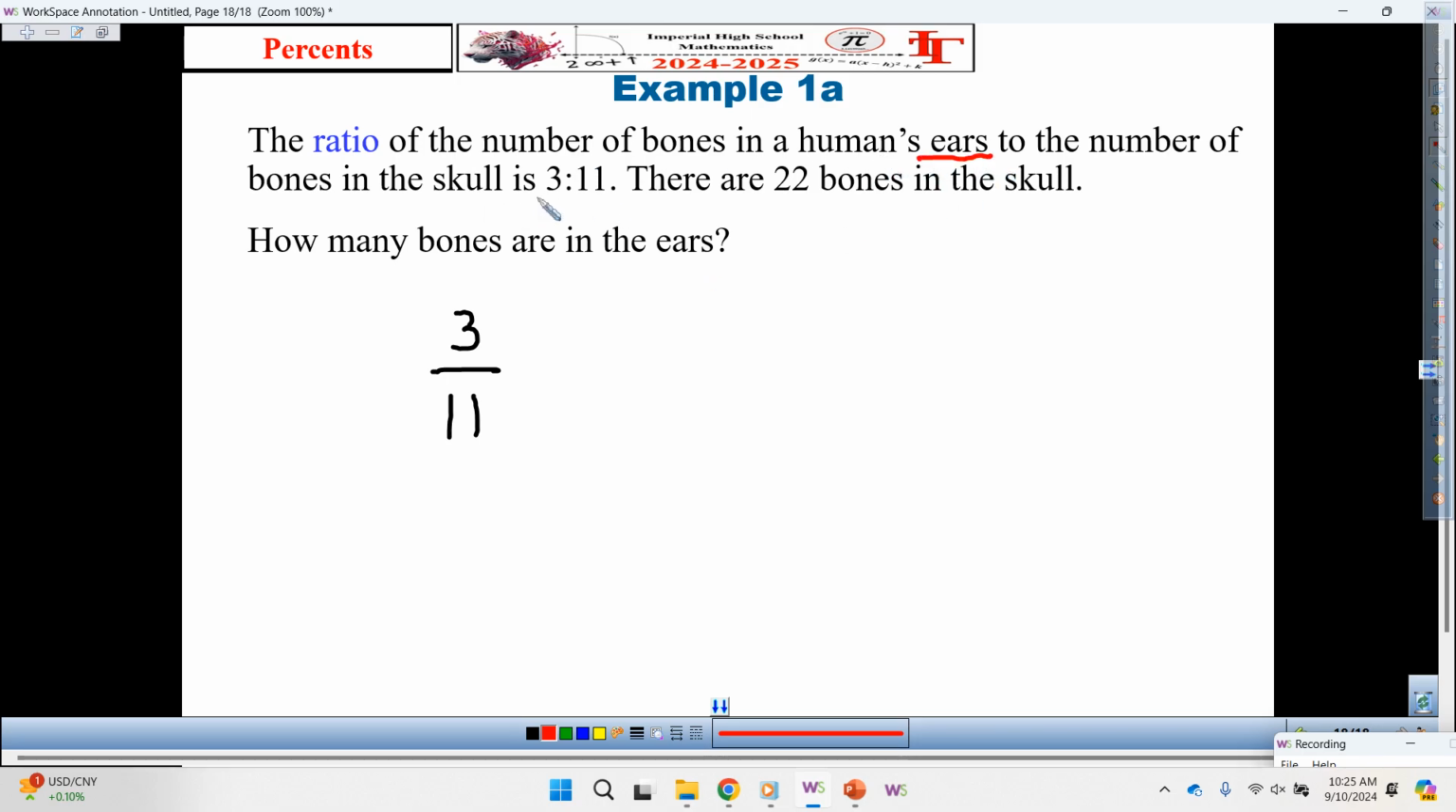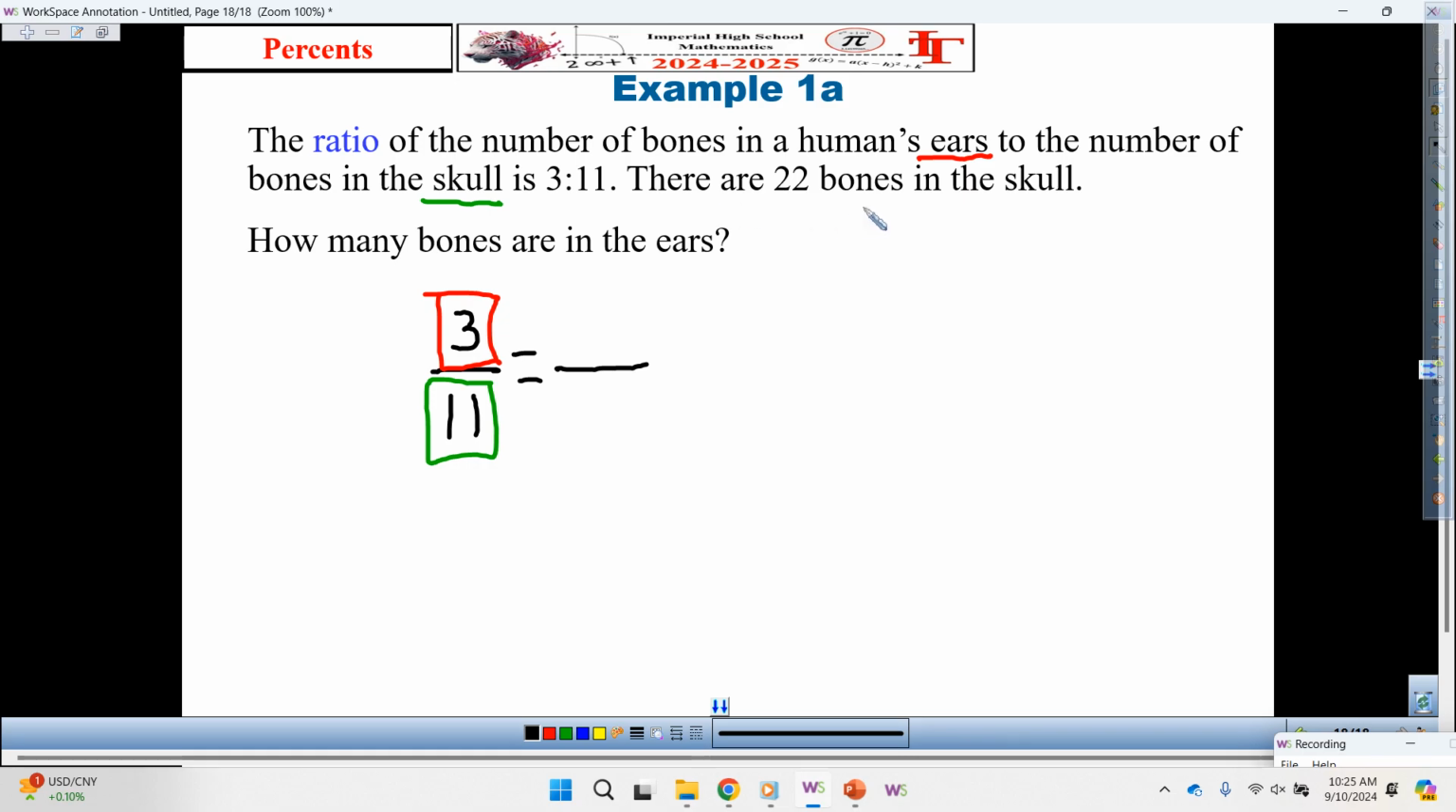Okay, so which of these numbers correspond to the ears? The first number that comes up, which is what? 3. To the number of bones in the skull. So out of those two numbers, which one belongs to the skull? 11. So now that we know what is what, now I can set up a proportion.